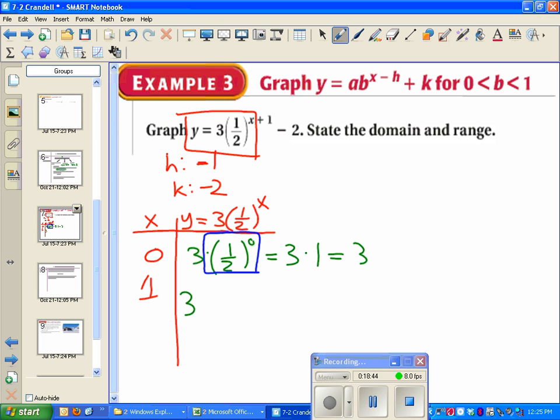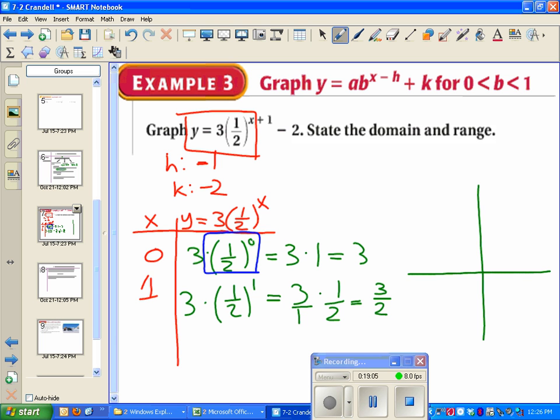Right. Next we have 3 times 1/2 to the first power. So that's going to be 3 times 1/2. I'll change 3 into a fraction by doing 3 over 1. Multiply straight across and we get 3/2. And now we're going to graph that. So step 1 is to graph that. So we have (0, 3) and then (1, 3/2), so 1.5.